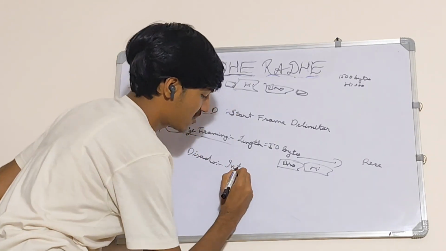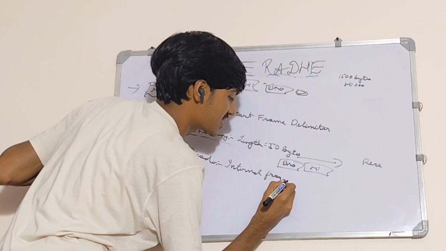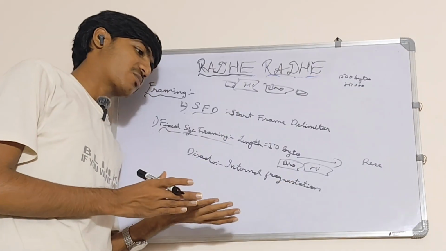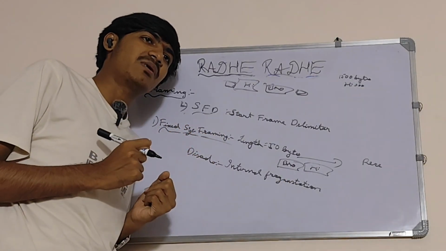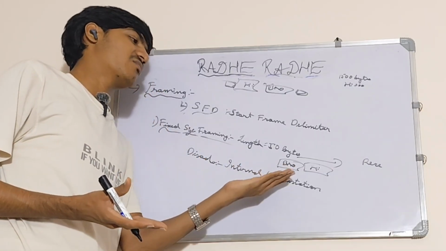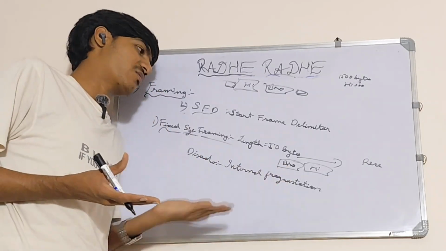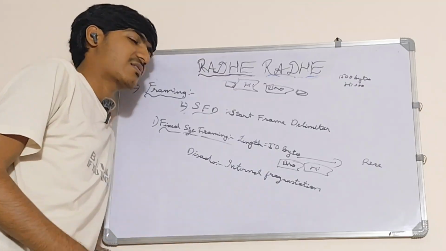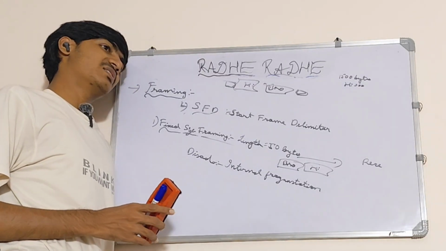In famous terms, we call it internal fragmentation. Of course, if you have 50 bytes length and you just choose 10 bytes out of that, the remaining 40 bytes are just useless. This is unnecessary wastage of bandwidth, unnecessary wastage of memory, unnecessary wastage of space. Useless.